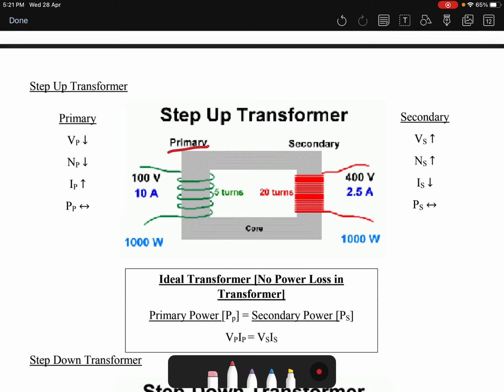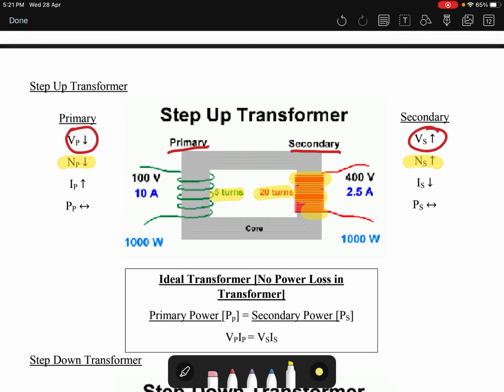So your primary coil, this is your primary coil and this is your secondary coil, right? At the primary coil, your voltage is low. I can do something to step up the voltage at your secondary coil. How do I do this? Basically, I must use the number of turns to help me. I increase the number of turns inside my secondary coil compared to my primary coil. So the primary coil only has 5 turns and my secondary coil has 20 turns.